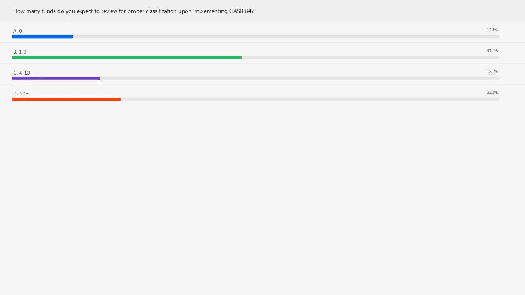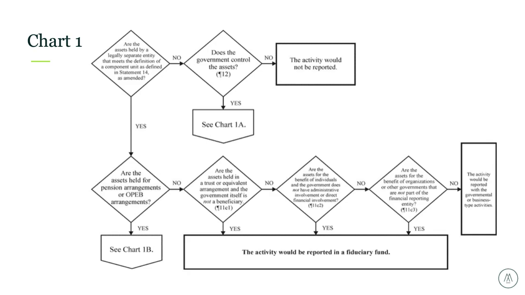So Kory kind of mentioned the charts and the flow charts in the back of GASB 84, so we're going to go through those next. And that should be able to help you in all of these cases document whether or not a fiduciary activity needs to be reported in a fiduciary fund.